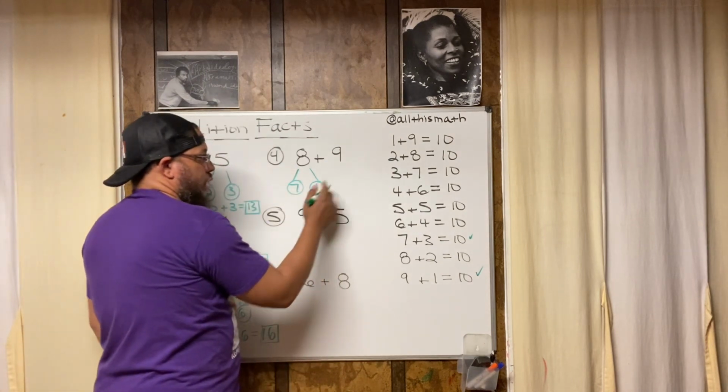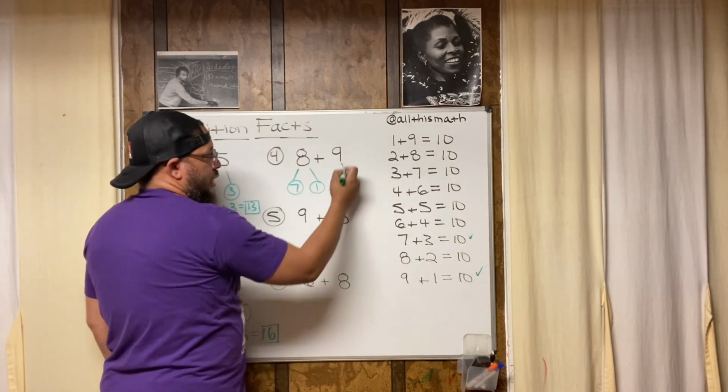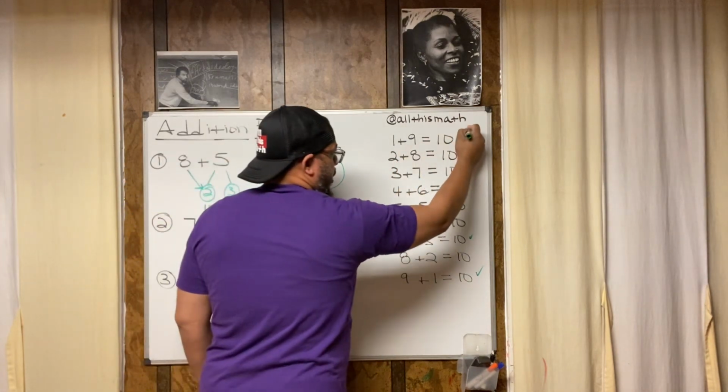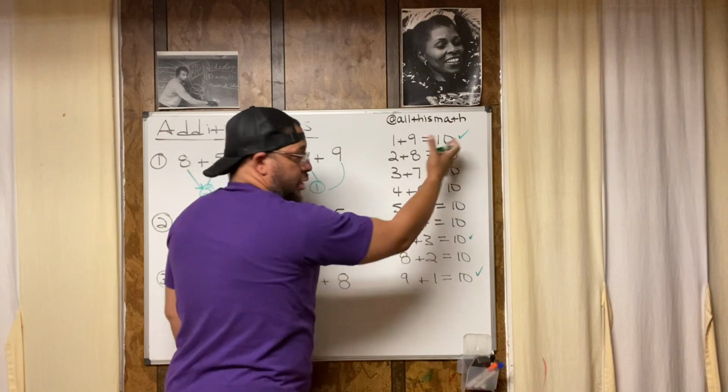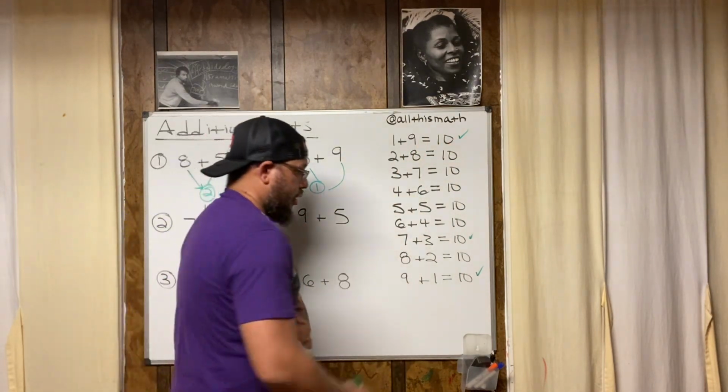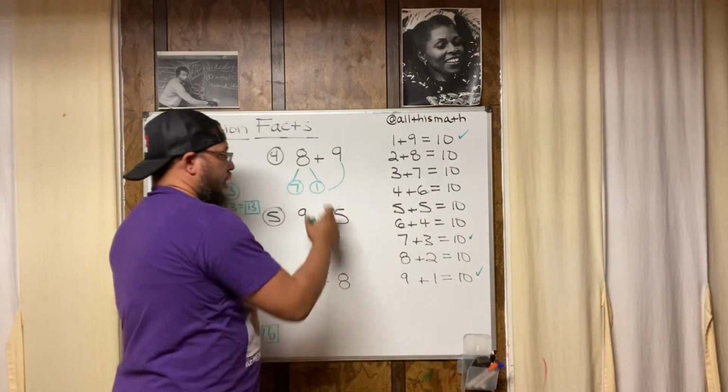So 7 and 1, right? Why did I do 7 and 1? Because I know, again, 1 plus 9 or 9 plus 1, whichever direction you look at it, will give me 10. If I look at it as 1 plus 9, that's 10. And I'm trying to get to 10. 9 plus 1, still 10. Either way, that's 10.